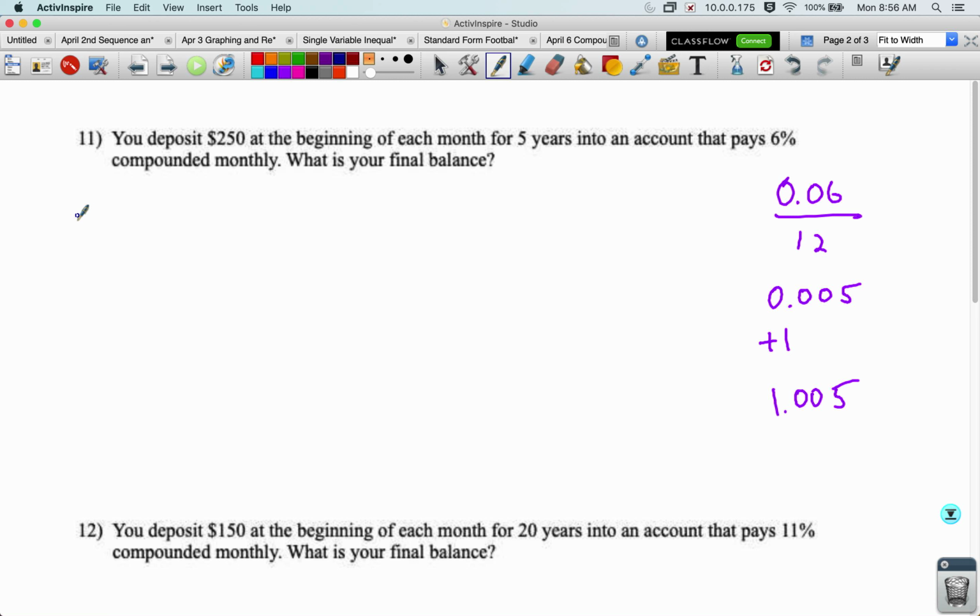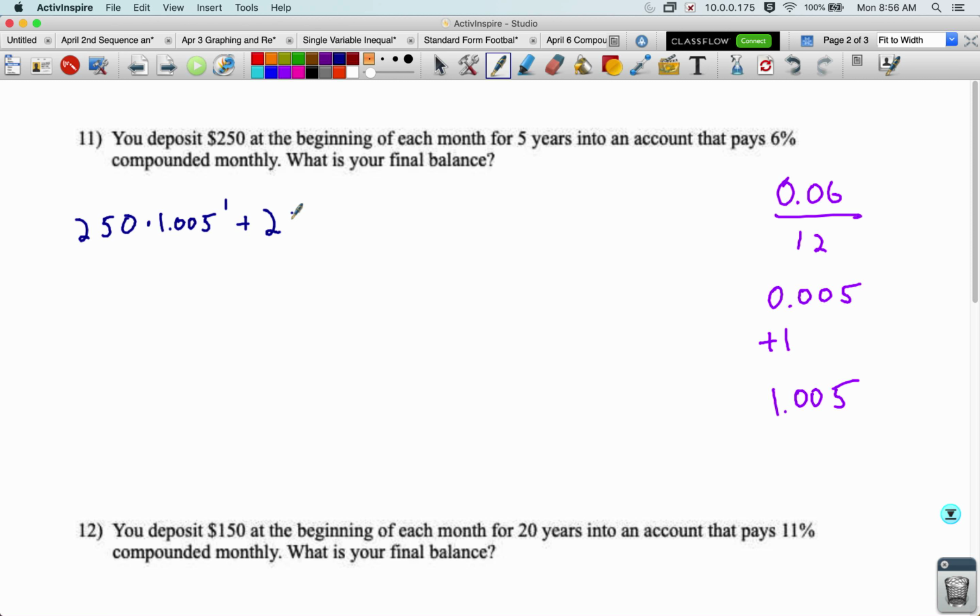All right, now it's best to think about these problems backwards. Think about the very last $250 you deposited. It only gets to compound one time. You add it in that very last month, and then it compounds at the end of that month, and it gets to add to your final balance. So it gets multiplied by 1.005 only one time.